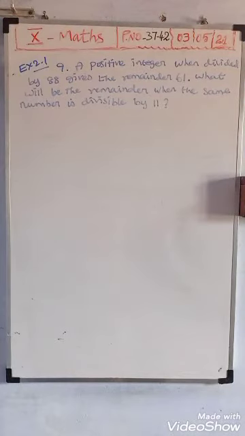A positive integer when divided by 88 gives the remainder 61. Next, what will be the remainder when the same number is divided by 11? Okay, the same number: first the positive integer you are dividing by 88, the remainder is 61. The same positive integer you should divide by 11. What remainder you will get, that you want to find. Okay, so see.